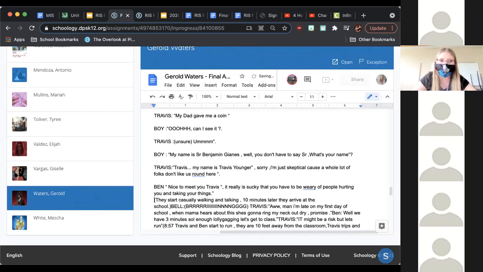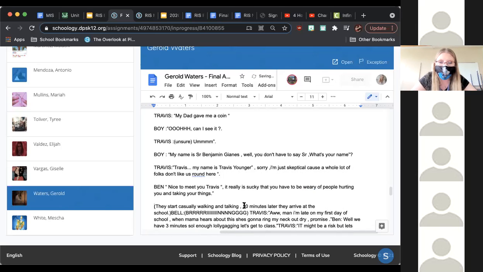Then we need to make another space for this. They start walking and talking. 10 minutes later, they arrive at school.